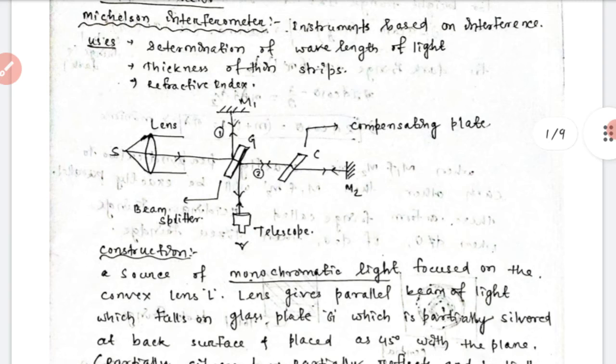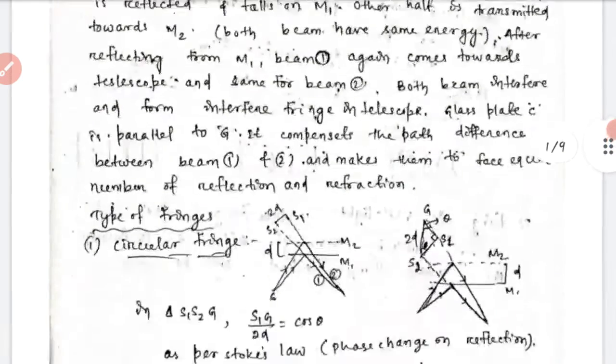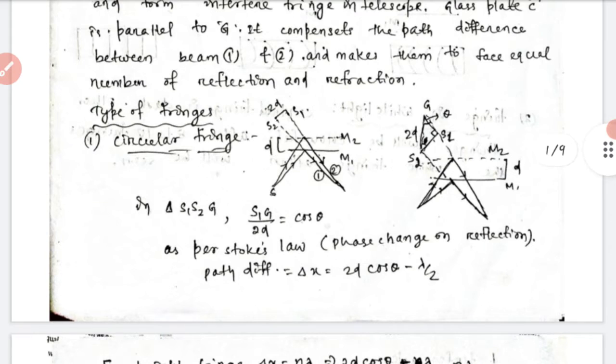After reflecting from mirror 1 and mirror 2, beam 1 and beam 2 both interfere. You can see the interference fringes in the telescope which is present below the figure. And in the telescope we can see three types of fringes. The first one is the circular fringe.